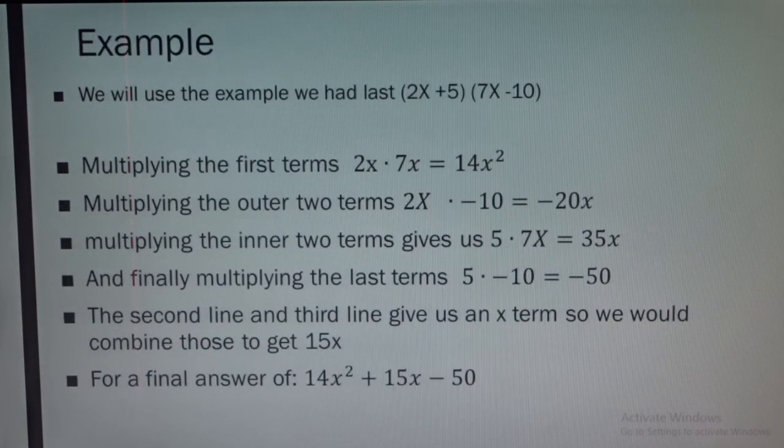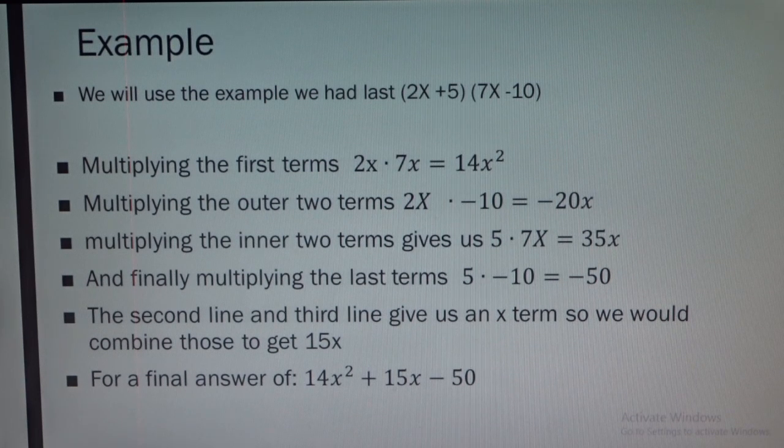Here's an example. It's the same example we had in the last slide. We had (2x + 5)(7x - 10). And we're going to multiply the first two terms in each parenthesis. So the first term in the first parenthesis is 2x. The first term in the second parenthesis is 7x. So 2x times 7x gives us 14x squared.